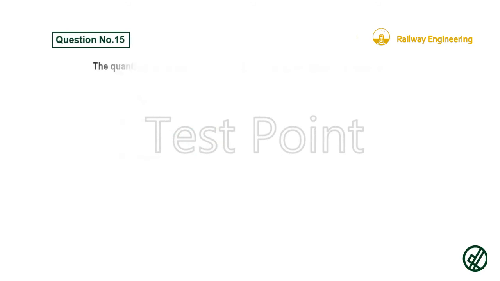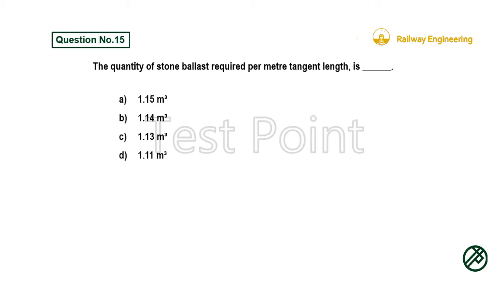Question number 15. The quantity of stone ballast required per meter tangent length is: option A, 1.15 cubic meters. Option B, 1.14 cubic meters. Option C, 1.13 cubic meters. Option D, 1.11 cubic meters. Answer is option D, 1.11 cubic meters.